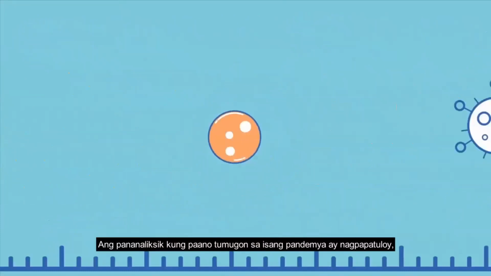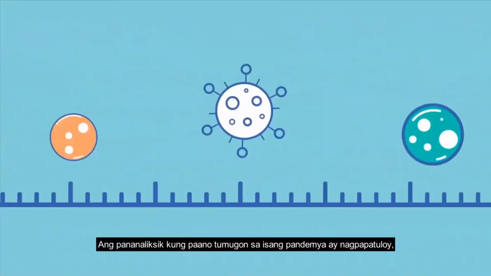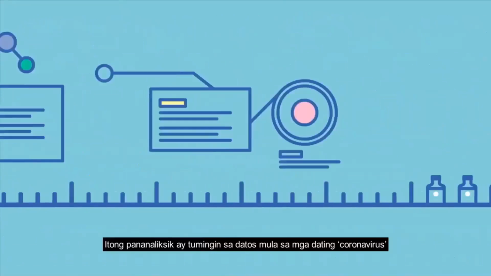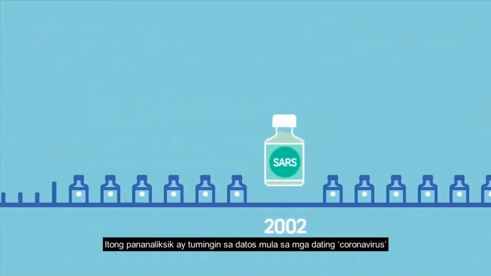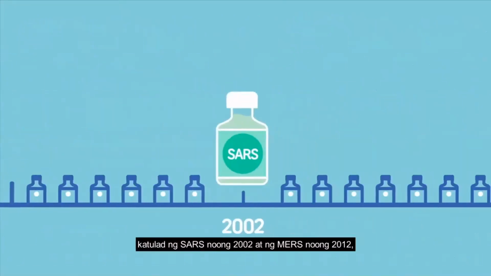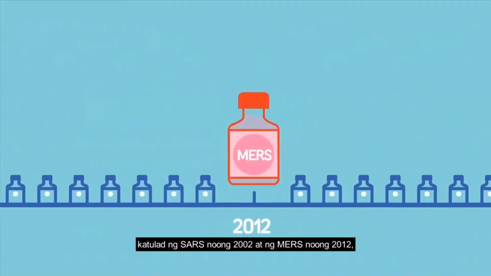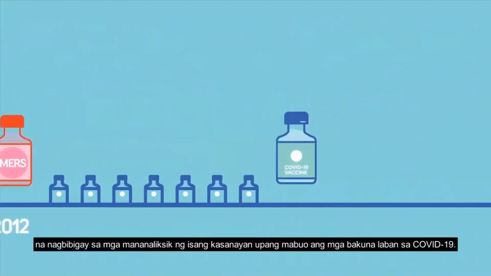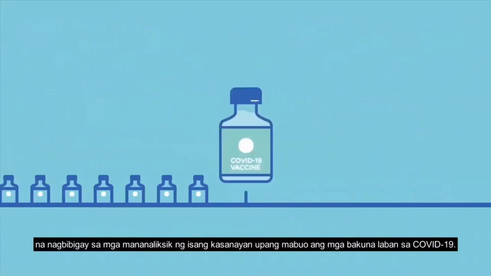Research into how to respond to a pandemic has been ongoing long before COVID-19. This research looks at data from previous coronaviruses, such as SARS in 2002 and MERS in 2012, giving researchers a head start to build the COVID-19 vaccines.